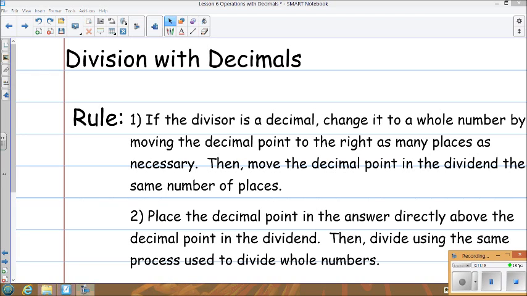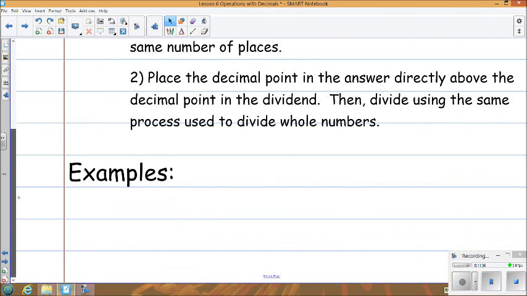If we are taking a number and dividing by a whole number, we're just going to place the decimal point directly above it in the dividend. Then we're going to just divide using the same process as normal. So the only extra step we need to worry about is if we're dividing by a decimal, then we have to move that decimal place over first. So let's look at some different examples to show you what this looks like.